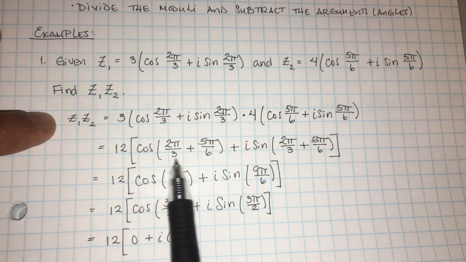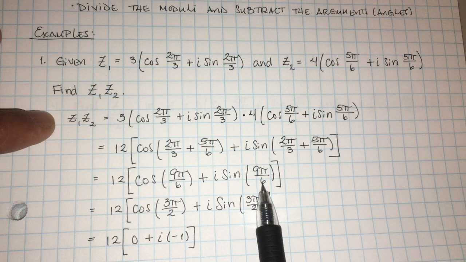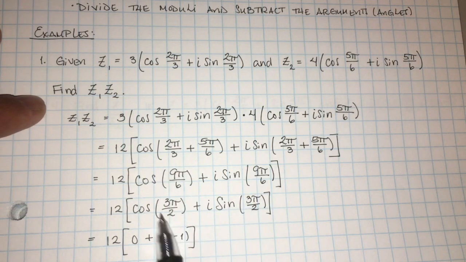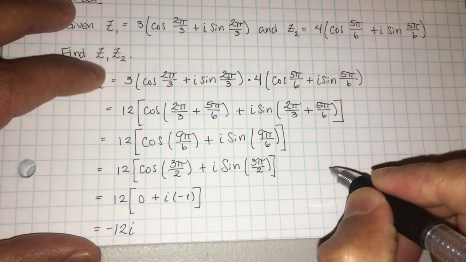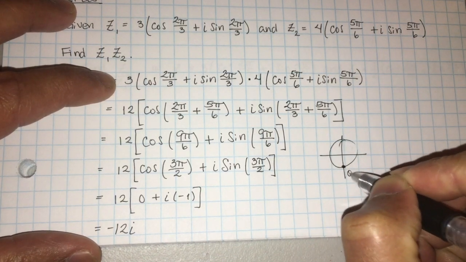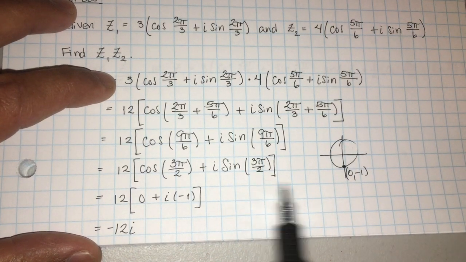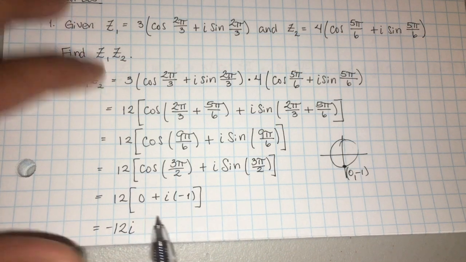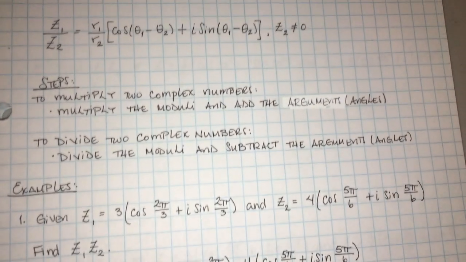Now all I have to do is add this. I need the same denominator, so 2 pi over 3 is the same thing as 4 pi over 6. Then plus 5 pi over 6 becomes 9 pi over 6. Same thing over here. 9 pi over 6 is the same thing as 3 pi over 2. And for cosine of 3 pi over 2, on the unit circle, 3 pi over 2 is down here, at the point (0, negative 1). The cosine would be 0, and the sine would be negative 1. Then I just simplify it out, and I end up with negative 12i. That's all we're doing, guys.